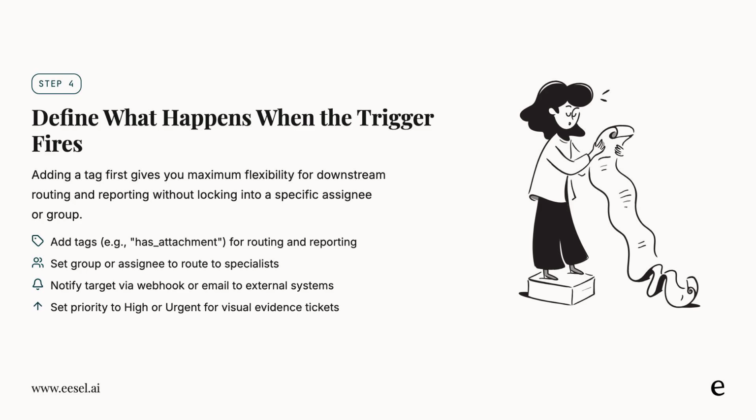Adding a tag like has_attachment is almost always the right first move. Tags give you flexibility to route through other triggers, filter into views, and build reports without committing to a hard assignee or group assignment right away.